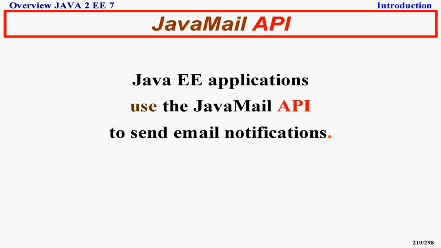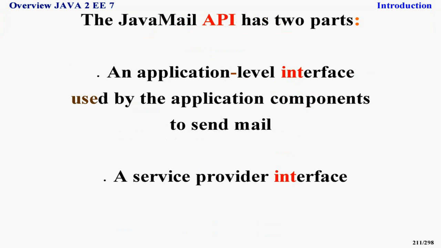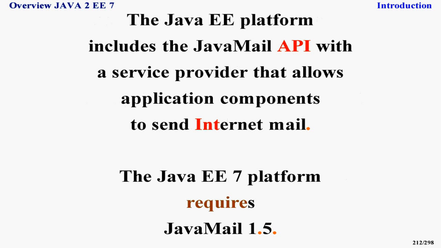JavaMail API. Java EE applications use the JavaMail API to send email notifications. The JavaMail API has two parts. An application-level interface used by the application components to send mail. A service provider interface. The Java EE platform includes the JavaMail API with a service provider that allows application components to send internet mail. The Java EE 7 platform requires JavaMail 1.5.